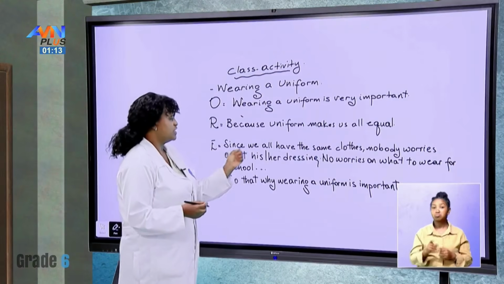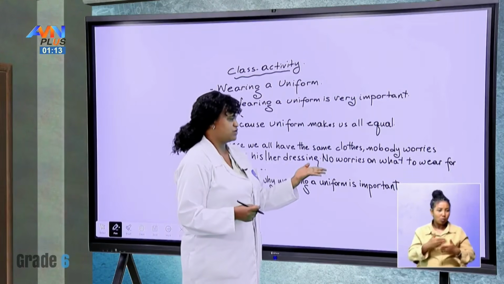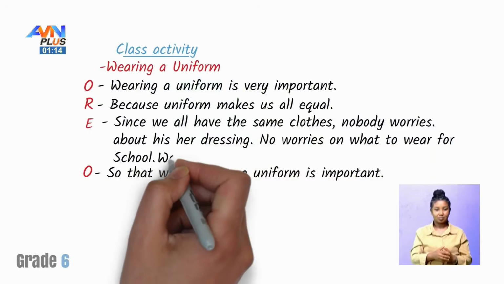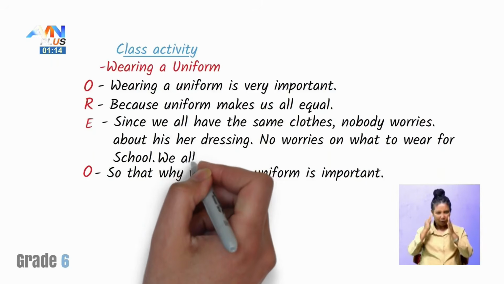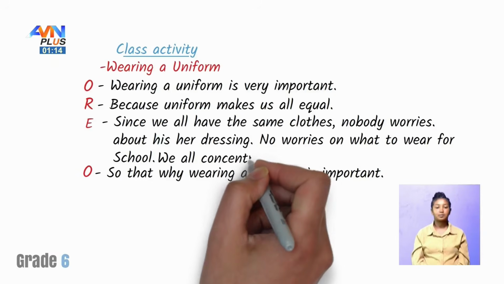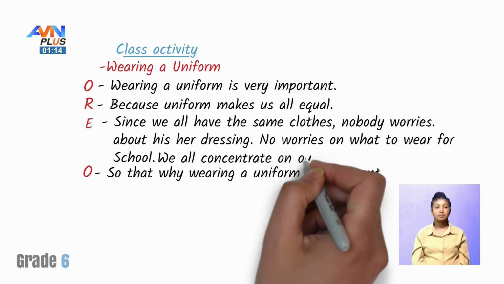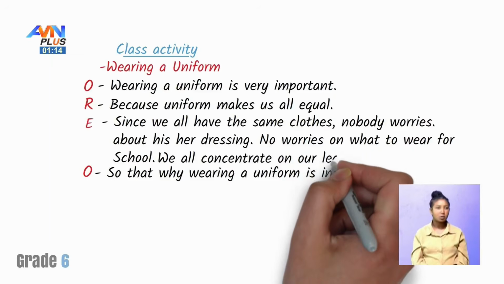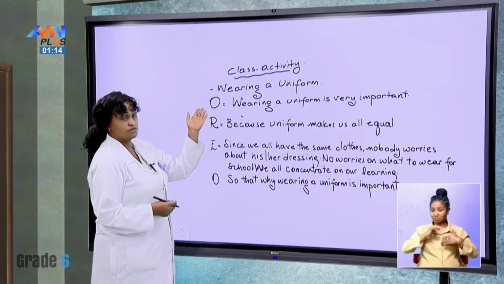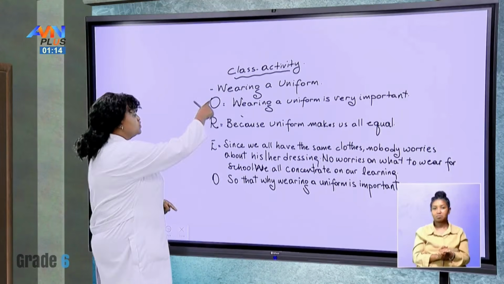What example do we give? Since we all have the same clothes, nobody worries about his or her dressing. No worries on what to wear for school. We all concentrate. Let's make it like this. We all concentrate on our learning. You see? You can use your own words, your own way of explanation. Just make sure that you follow this step, okay?